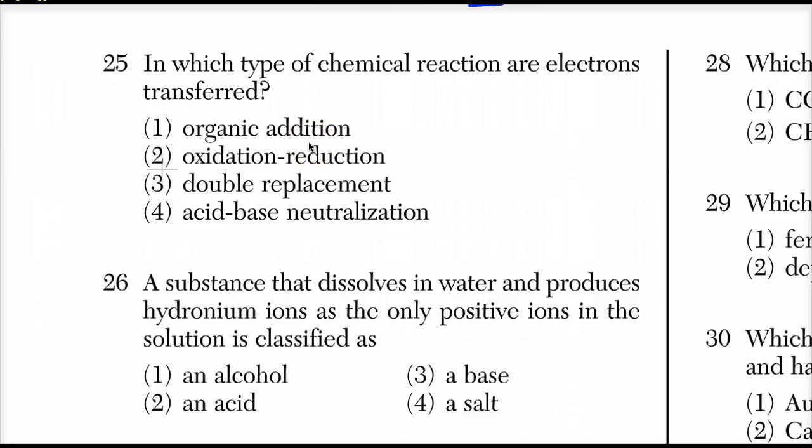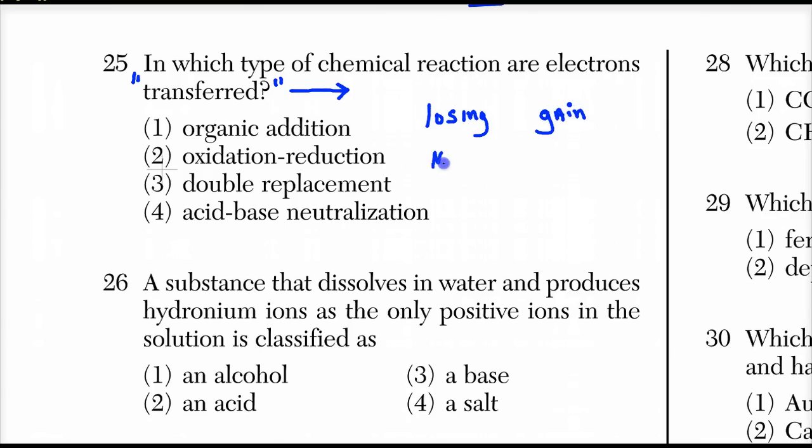Number 25, in which type of reaction are electrons transferred? Now this is a very important term, transfer. This screams to you ionic bonding, as we've learned previously. Transfer of electrons, meaning some chemical species is good at losing electrons, and that means someone's good at what? Gaining electrons. So there's a complete transfer.